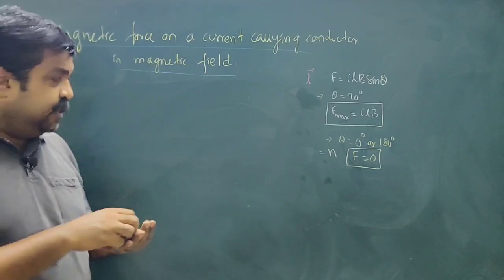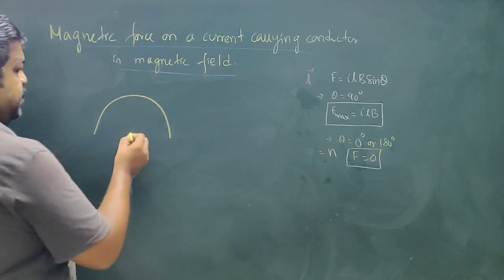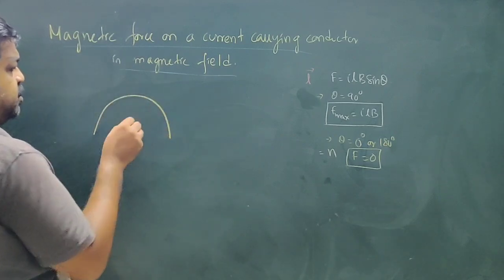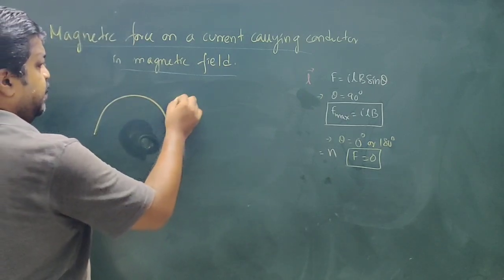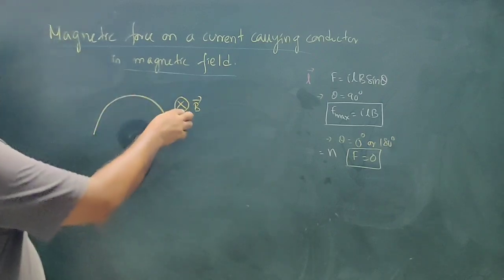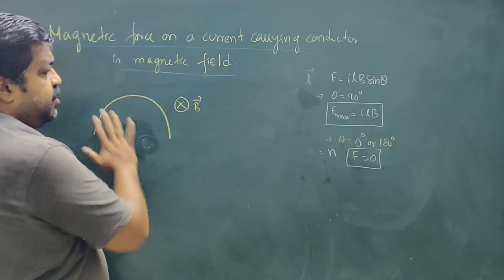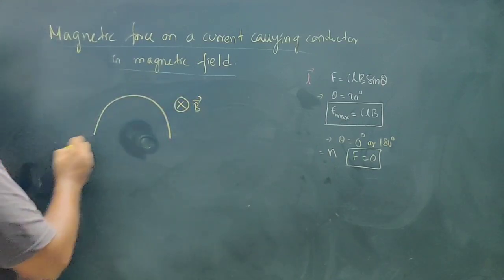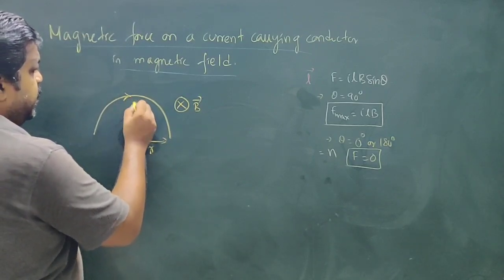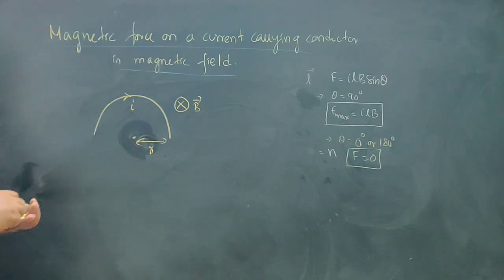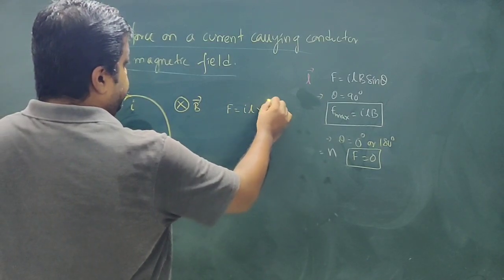It is also important, like suppose you have a conductor like a semicircular arc, and the magnetic field in this region is directed inward. I am marking the magnetic field at this point, but in this whole region the magnetic field is directed inward. This is a semicircular arc, the radius is R, and it is carrying current I. So see, the expression for force is I L cross B.